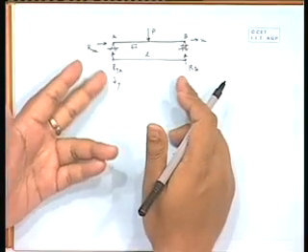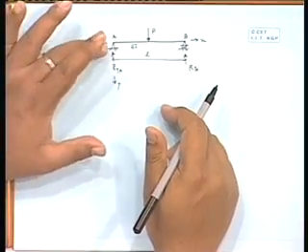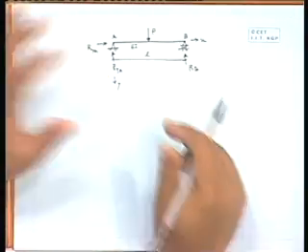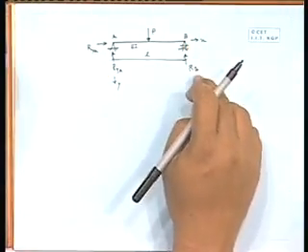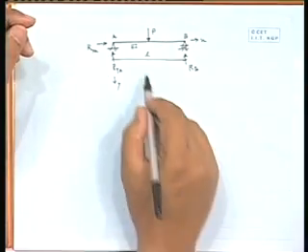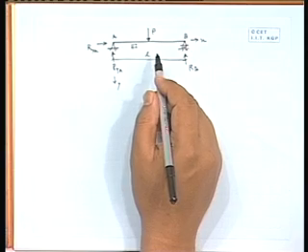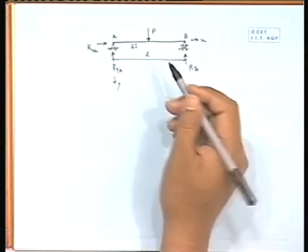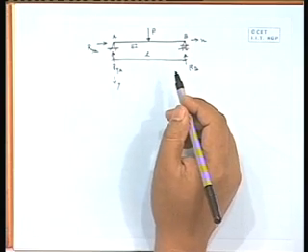So, the length is L, left end A is a hinge support, so R x A, R y A. This is a roller, R B. x y is like that. P is acting at the mid span, so it is at the center of the support.